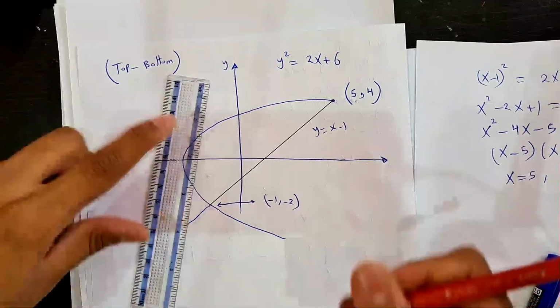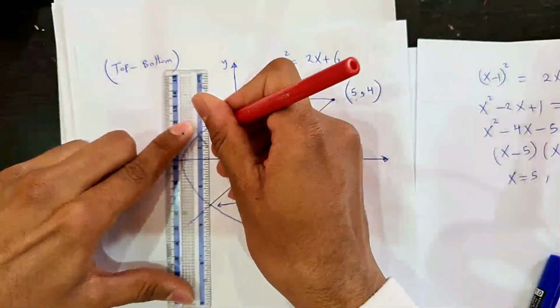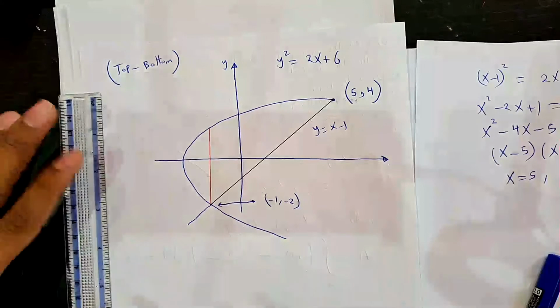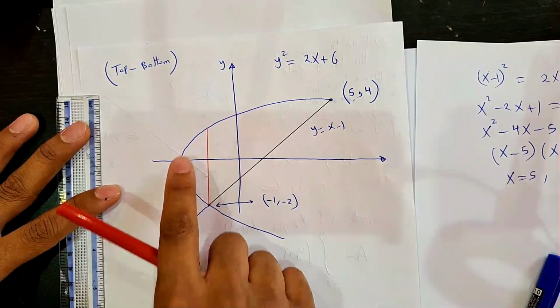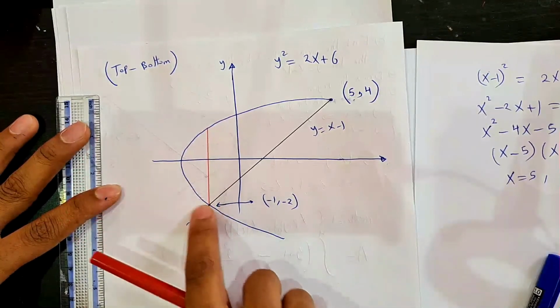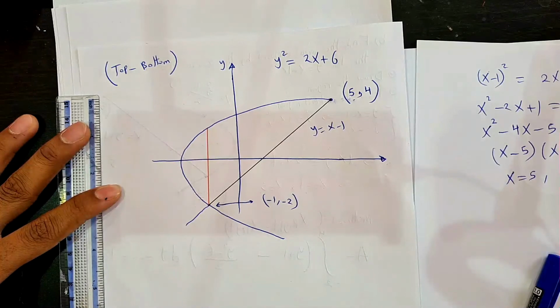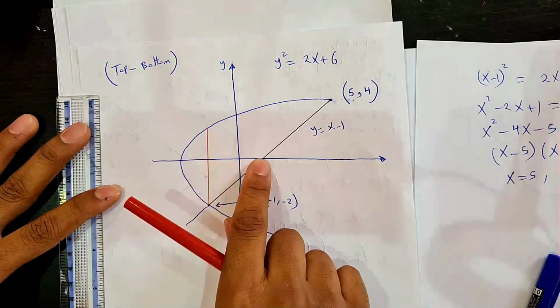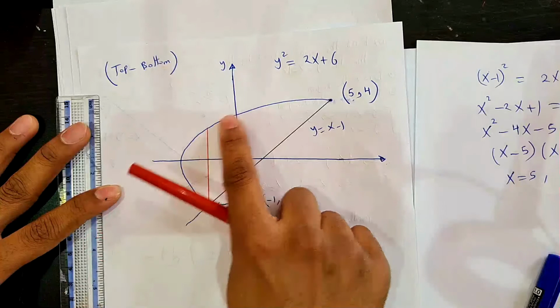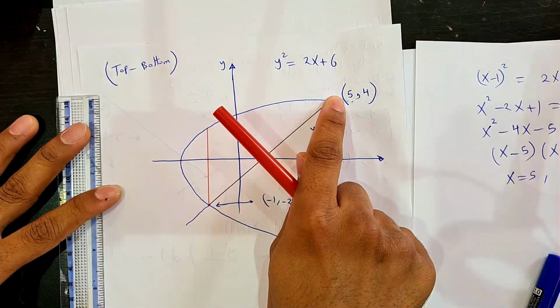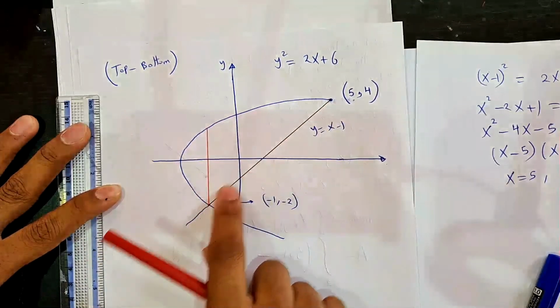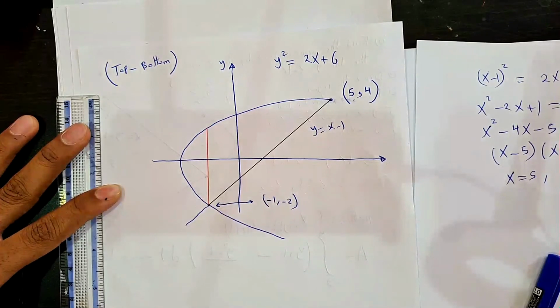In this case, you need to split by a vertical line. See here. Now, on the left of this line, the top will be the upper part and the lower will be the lower part of the parabola. After this line, I mean on the right of this line, the upper part is the upper part of the parabola. And what is the bottom? It will be the black line over here.